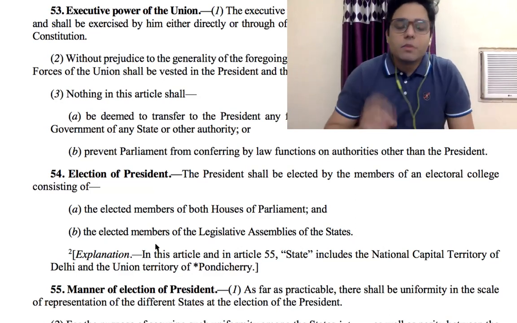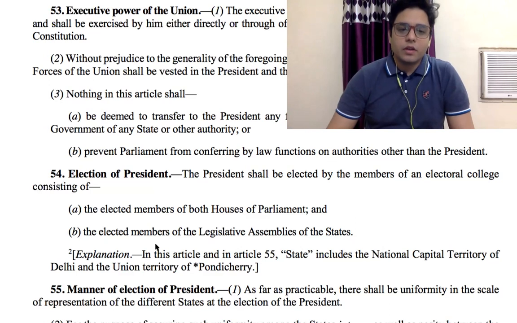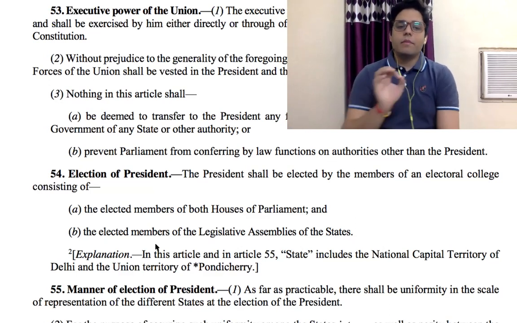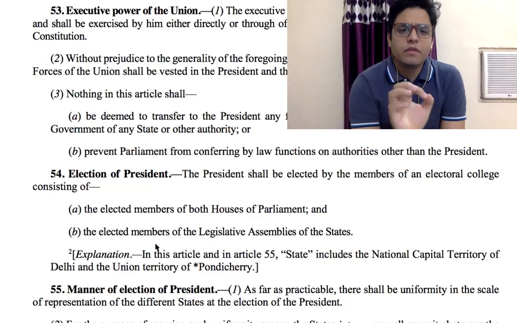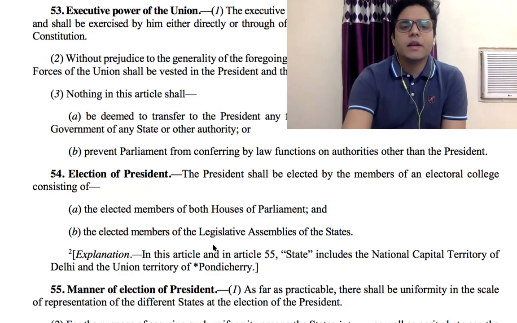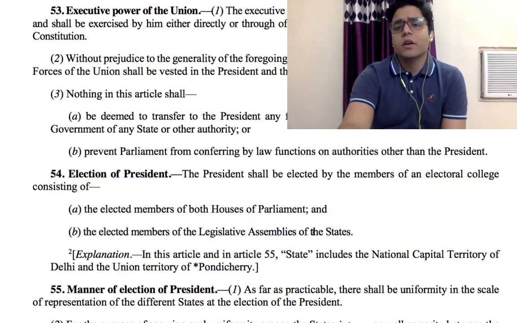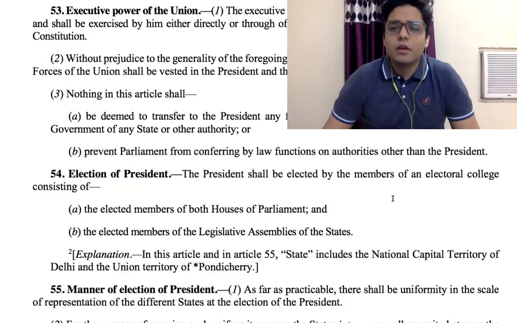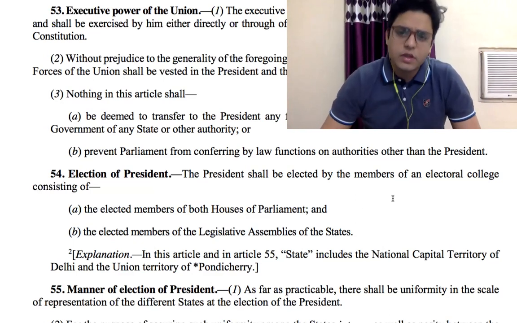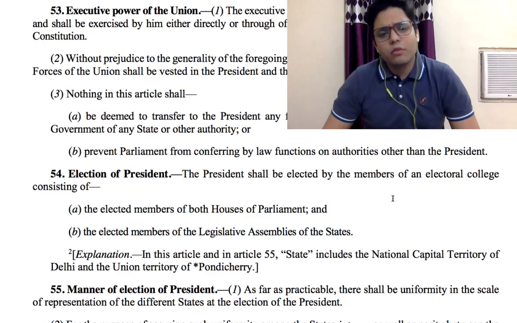And as far as the explanation of Article 54 is concerned, it provides that, as we read Article 54(b), it says the elected members of state legislative assemblies of the states only. So what about the union territories that are there? The Union Territory of Delhi, Union Territory of Puducherry, Union Territory of Chandigarh. There are so many union territories.